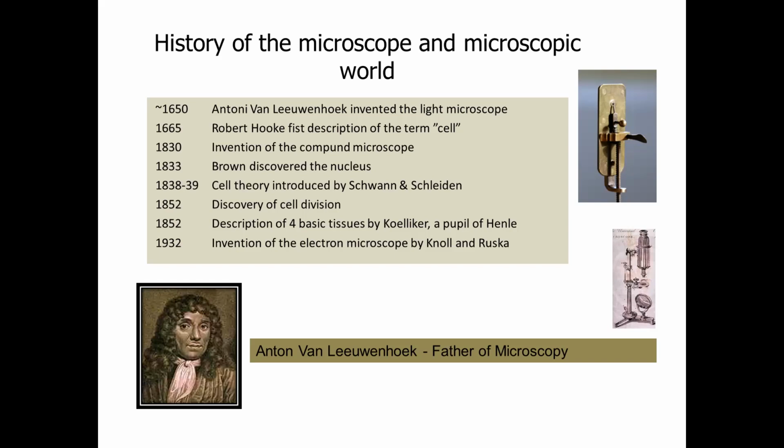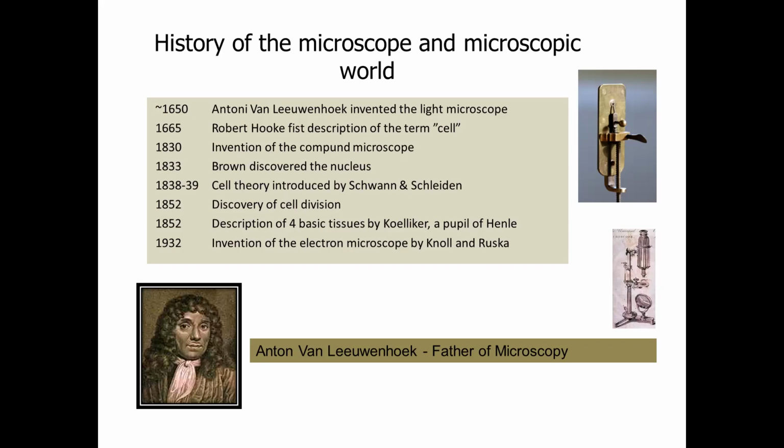In the 1800s, a lot of inventions were born. First, the compound light microscope. Then Brown discovered the nucleus. Then the cell theory was introduced by Schleiden and Schwann. Cell division was discovered by using the microscope. And the description of the 4 basic tissues happened.